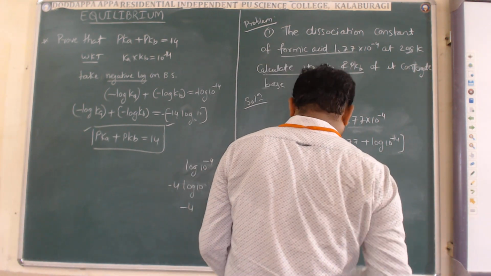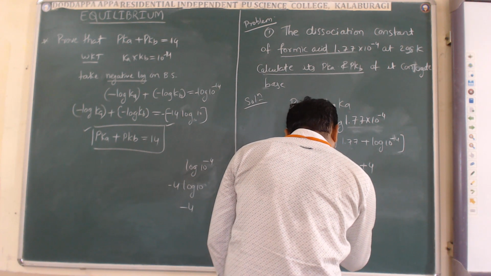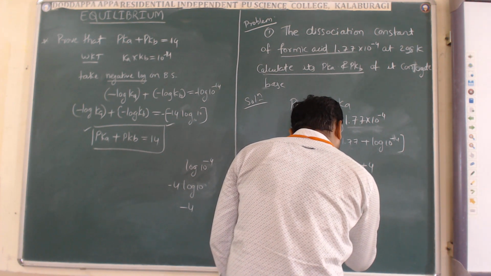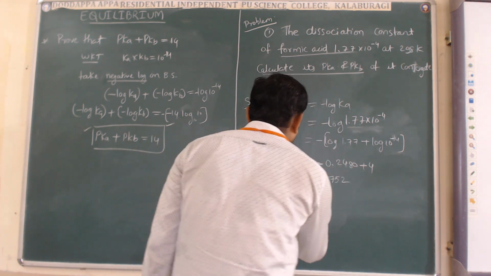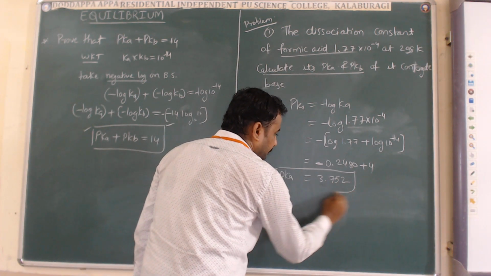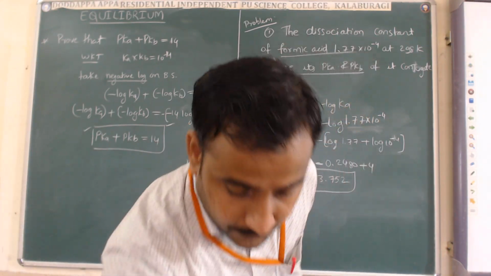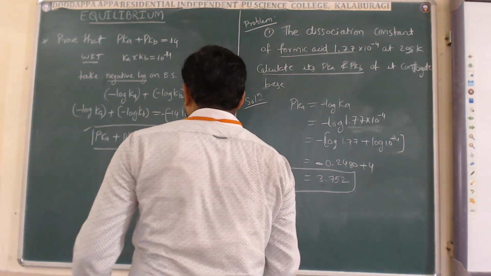When you simplify this one, you are getting the answer 3.752. That is the pKa value, 3.752. Then still we have to find out the pKb.